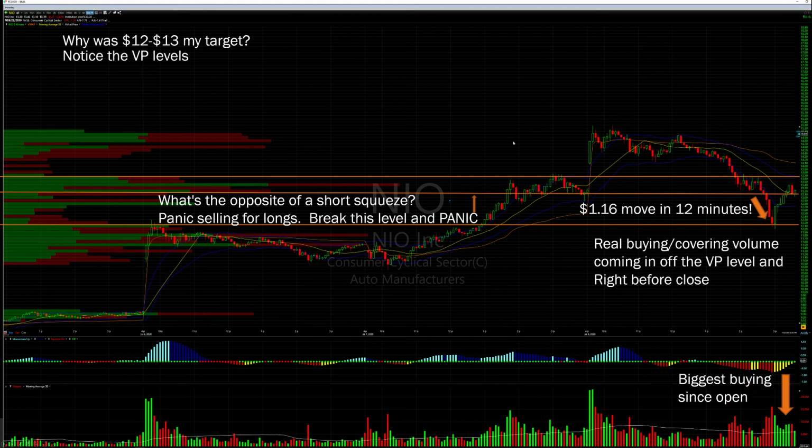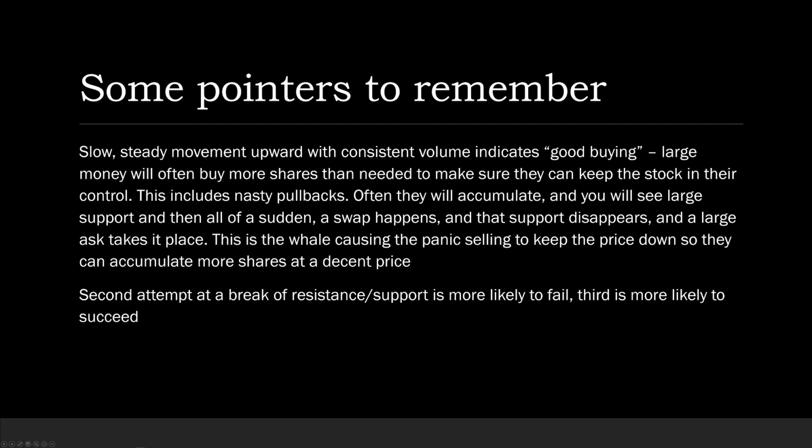Now, you can tell, do you see the buyers starting to step up, the huge volume starting to step in here? That's actually real buying, right? Versus short covering. So this is short covering. This is people trying to get in and out of positions, but sincere buying comes in here. All right, any questions before I jump on to just some points to remember?